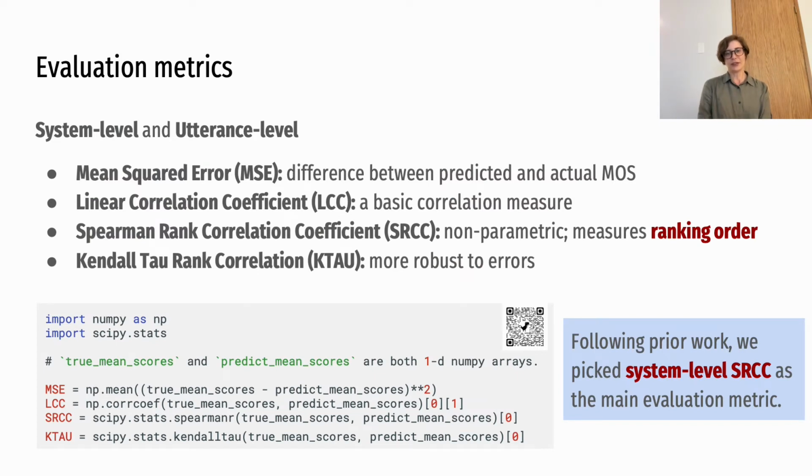We had 8 different evaluation metrics. For both the synthesis system level and the utterance level, we computed mean squared error and 3 different correlation metrics. Following prior work, we chose system-level Spearman rank correlation as the main evaluation metric.